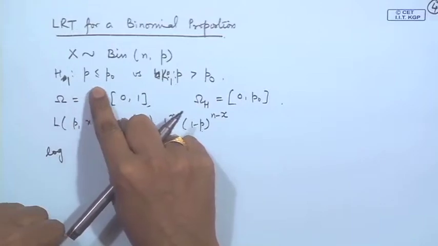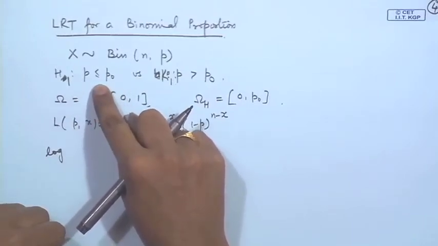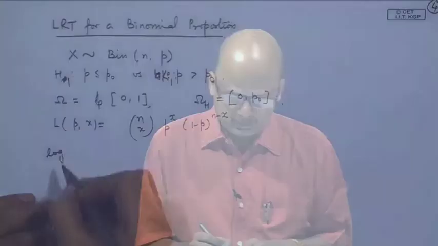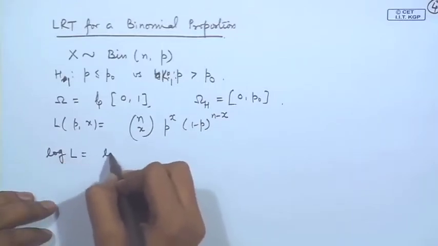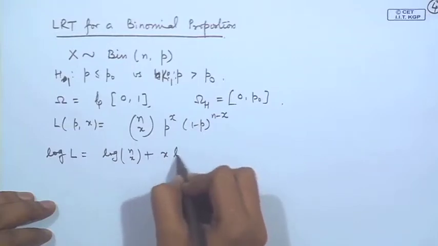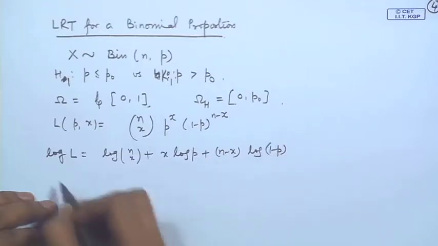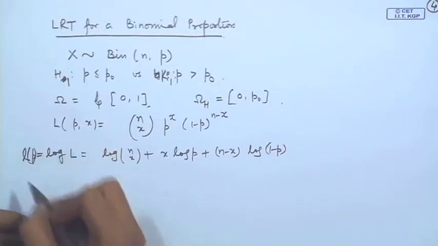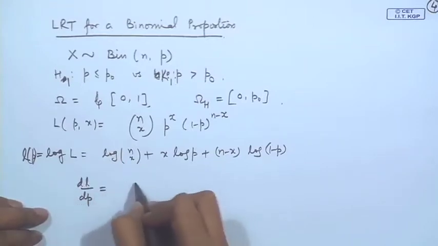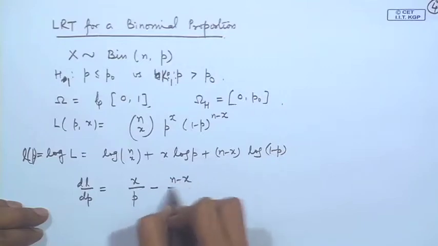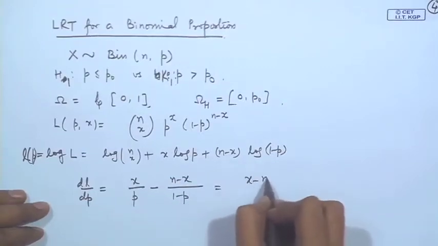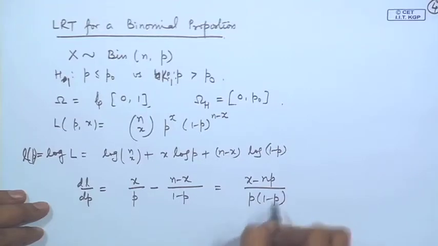So, derivative and putting equal to 0, all those things are the standard. However, when we consider the parameter space under the null hypothesis, then we have to see carefully. So, I will write down the expression for that part. So, log of the likelihood is log of nCx plus x log of p plus (n minus x) log of (1 minus p). So, let me write it as small l. So, dl by dp is equal to x by p minus (n minus x) by (1 minus p), that is equal to (x minus np) divided by p into (1 minus p).